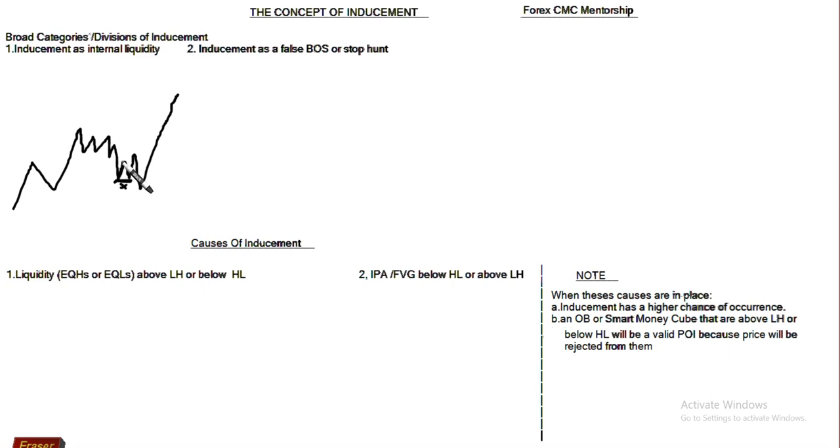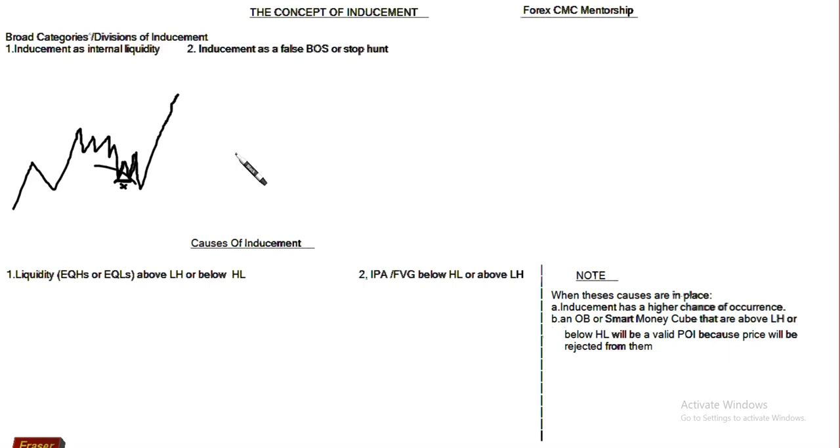People actually bought here and people actually bought here, but price took them out and still went in their direction. This is inducement that is caused by what? Internal liquidity, or inducement as internal liquidity. I hope that is clear enough. You will often see this in your charts. I will show you some backtests I did, and in my next video, I will give you a trade example on this.